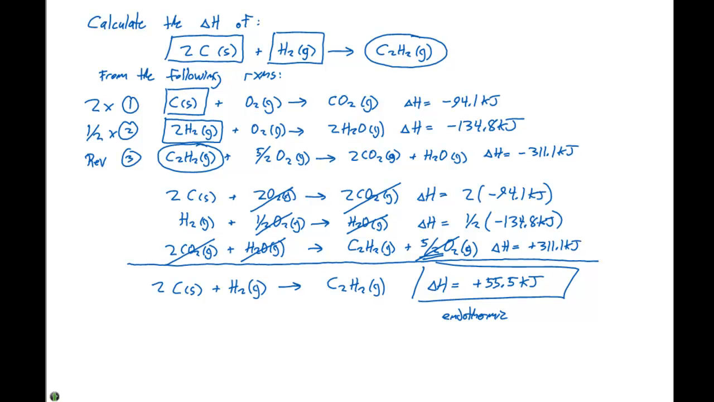So by using Hess's law, we can take a multi-step process and look at our overall reaction, and if we're given the delta H's of each individual reaction, we can then determine the delta H of the overall reaction. And we'll go over one more example of Hess's law in the next video.